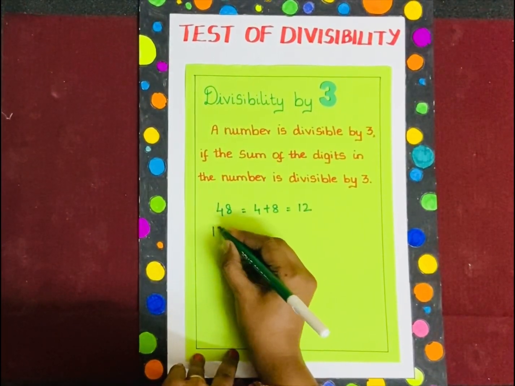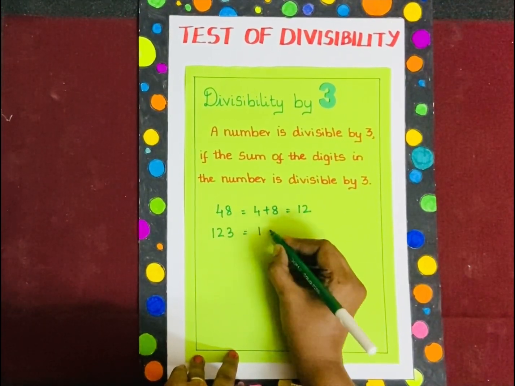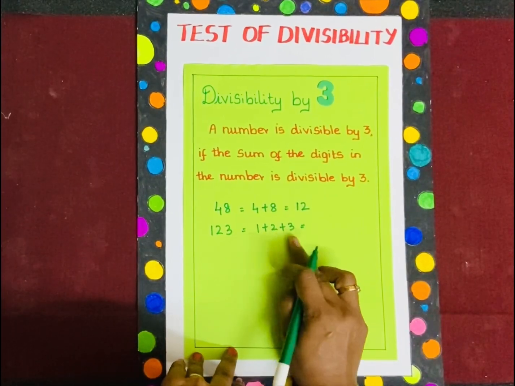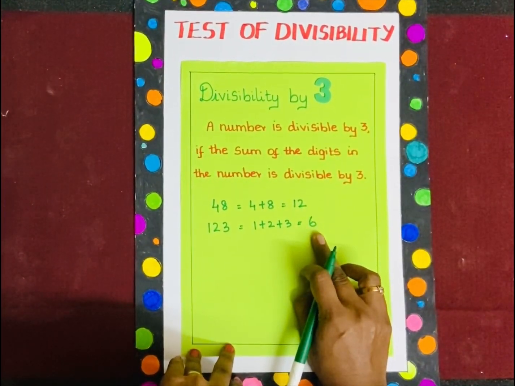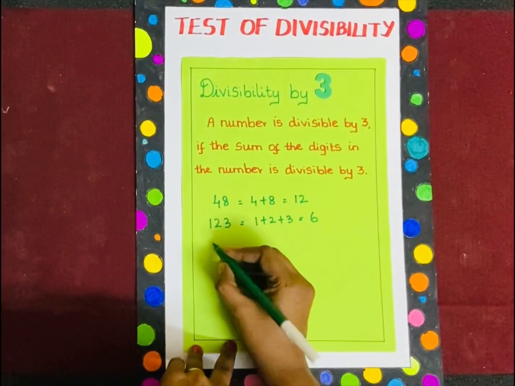Next, 123. So what do you have to do? We have to add the numbers. 1 plus 2 plus 3 is equal to 6. So in 3 tables 6 will come. So 123 is divisible by 3.